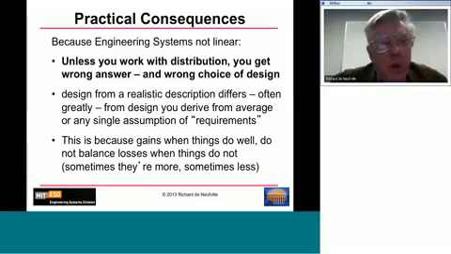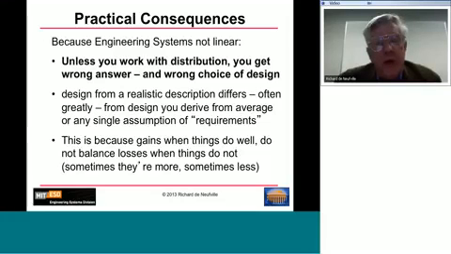So the practical consequence of the flaw of averages is very simple. Because engineering systems are not linear, because any system has constraints, every system has nonlinearities, unless you work with a distribution of possible situations, you get the wrong answer and a wrong choice of design. Put it in a positive way, the design from a realistic description differs, often greatly, from the design you derive from an average or any single assumption of requirements. And in general this is because the gains when things do go well do not balance out the losses when things do not. Sometimes they're more, sometimes they're less, but they're not the same.